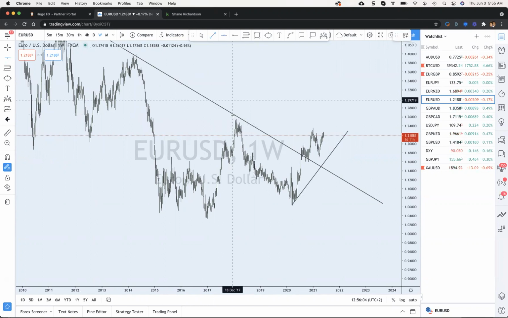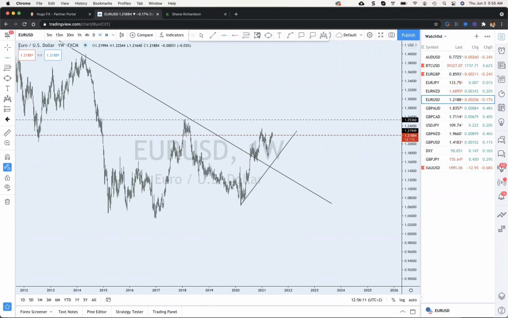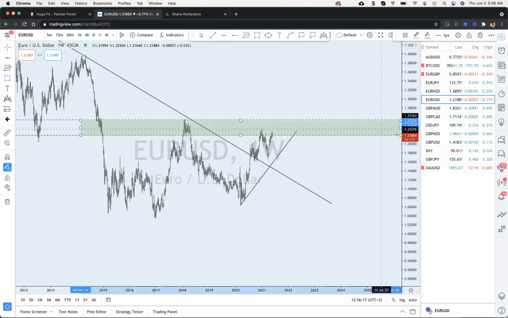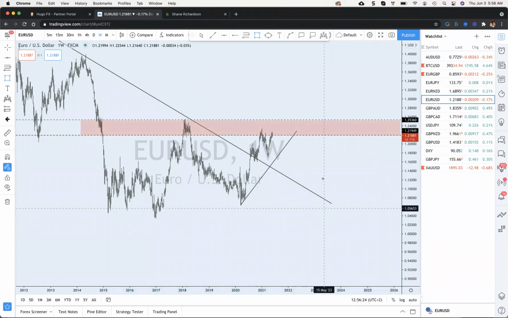All right, we can do boom. Boom. And then we'll highlight this as a sell zone. Okay. I'll change it to red. All right. Anything else you see I can do?